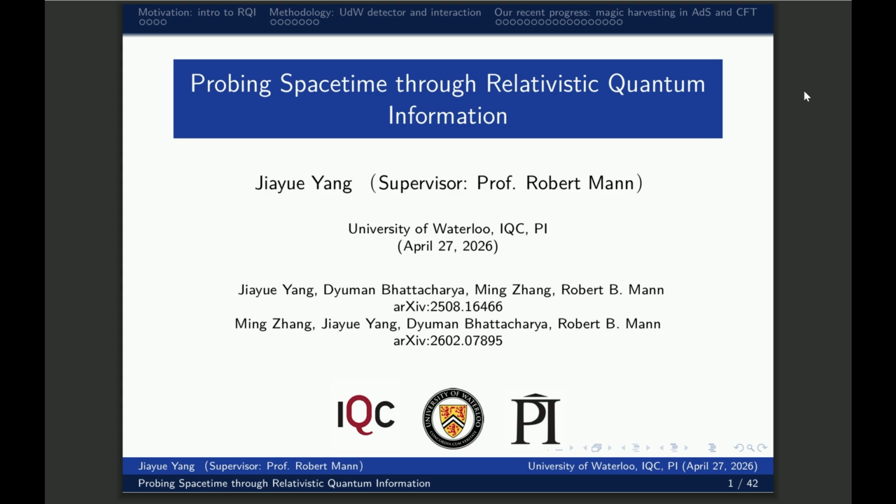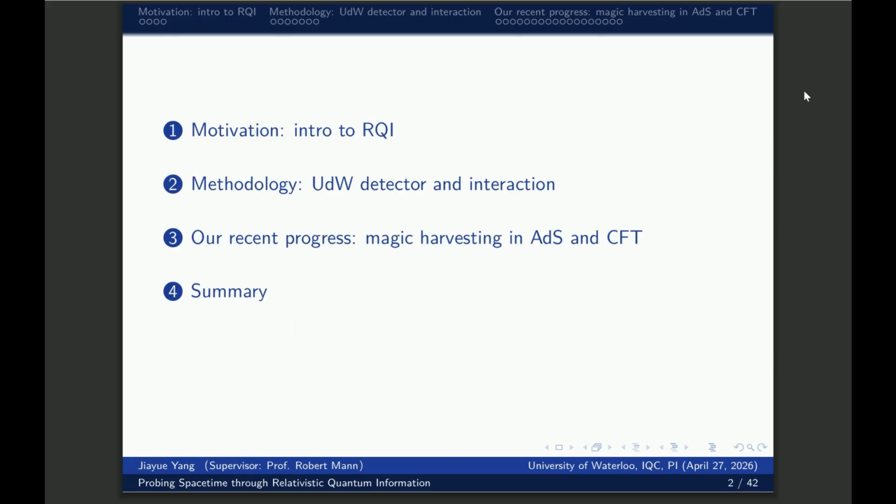Through relativistic quantum information, which is based on these two recent papers with Stillman, Ming, and Rowe. So this is today's outline. First, I will guide you to the motivation of our project and a very brief introduction to relativistic quantum information.